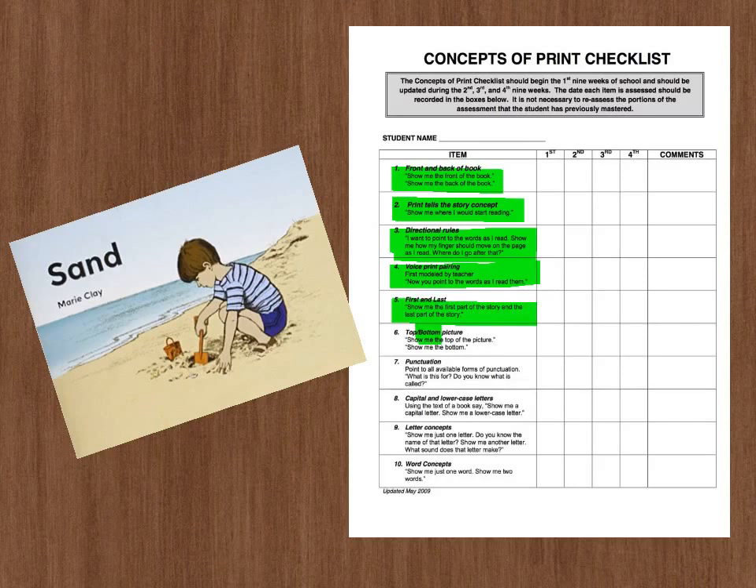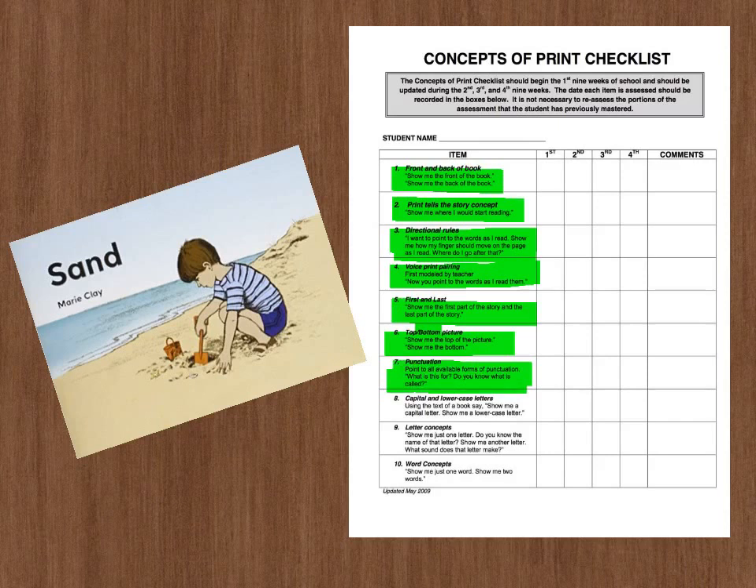Then we ask them, show me the top of the picture, show me the bottom of the picture. This shows us they know how to use the words first and last, top and bottom when we're teaching them. Punctuation is where we ask them to identify what punctuation is for and name it. So we'd point to periods or question marks or exclamation marks and ask, what is this for? Do you know what it is called?